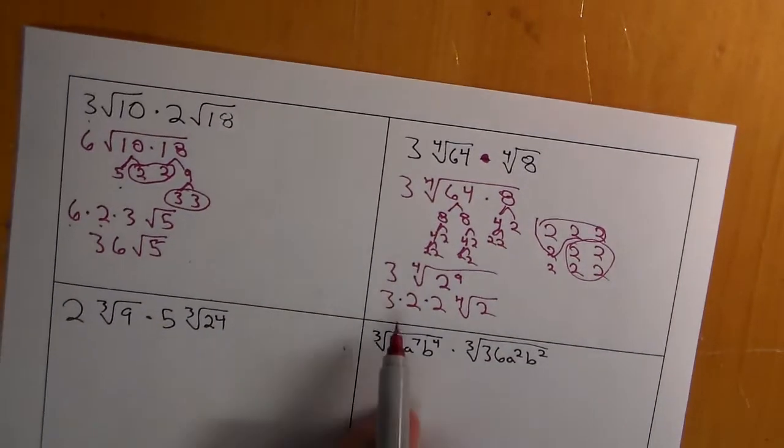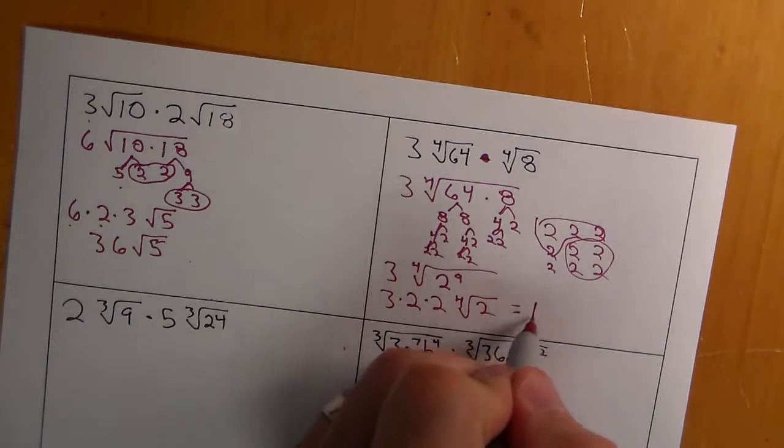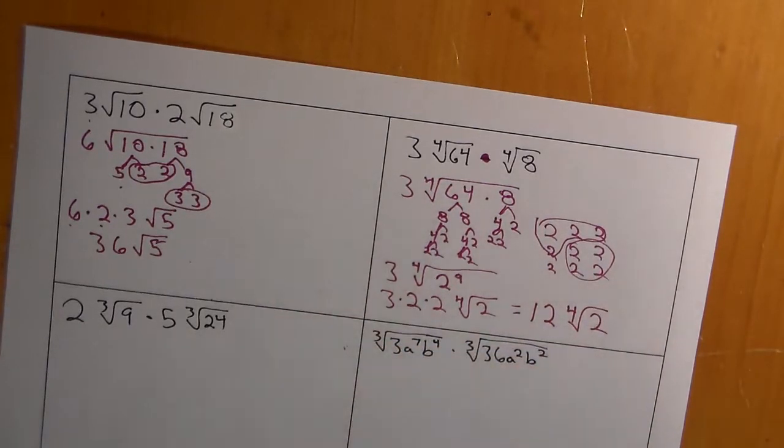We then put our terms together. 3 times 2 is 6... we get 12 4th root 2.